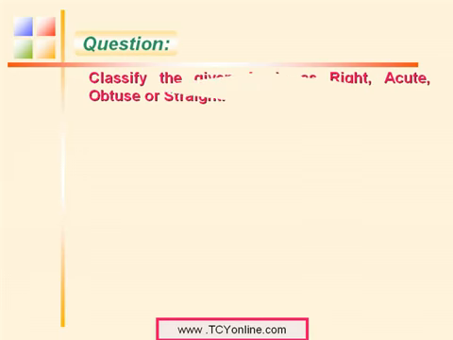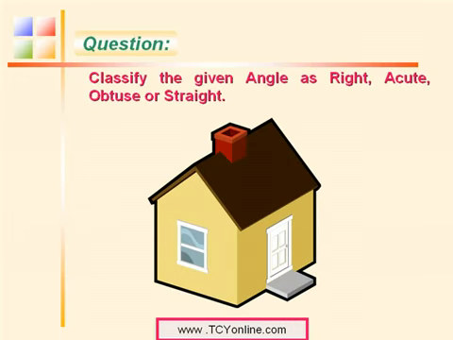Now similarly, let's look at this question. Again, we need to classify the given angle as right, acute, obtuse or straight. Now this is a picture of a house. And we need to tell which type of angle this is. We can see that these two sides are standing on each other. So it appears to make a 90-degree angle. And we are also aware that right angle has a measure equal to 90 degrees. So that means this is simply a right angle.